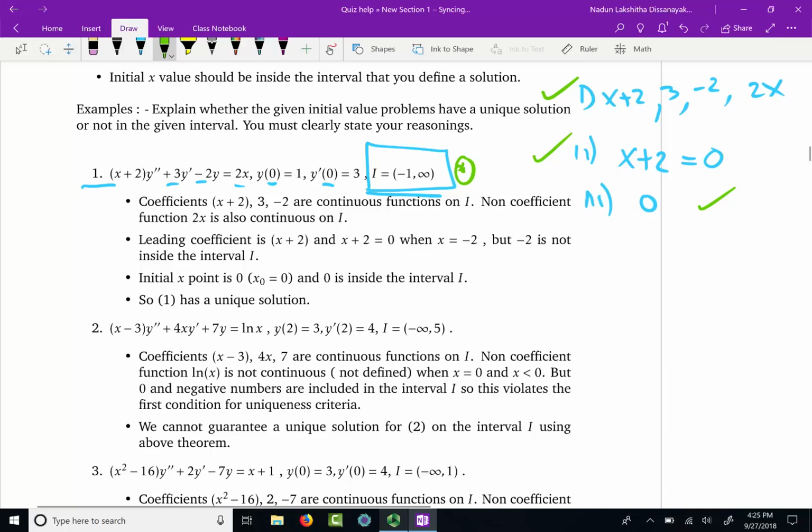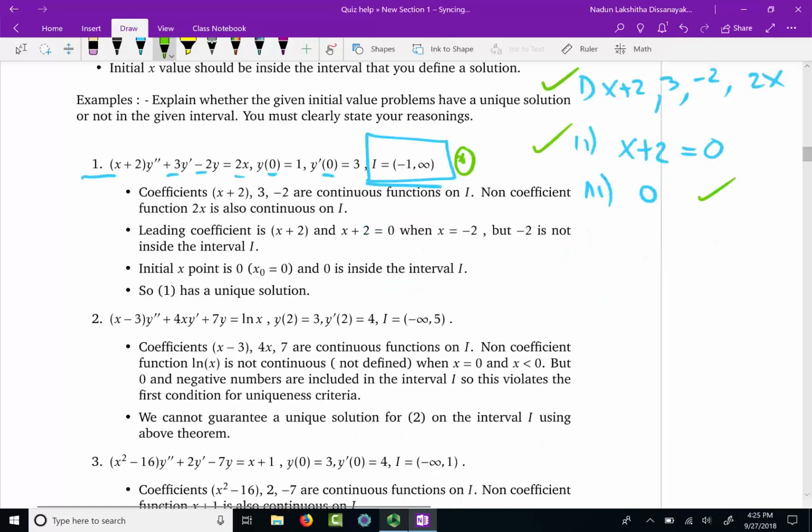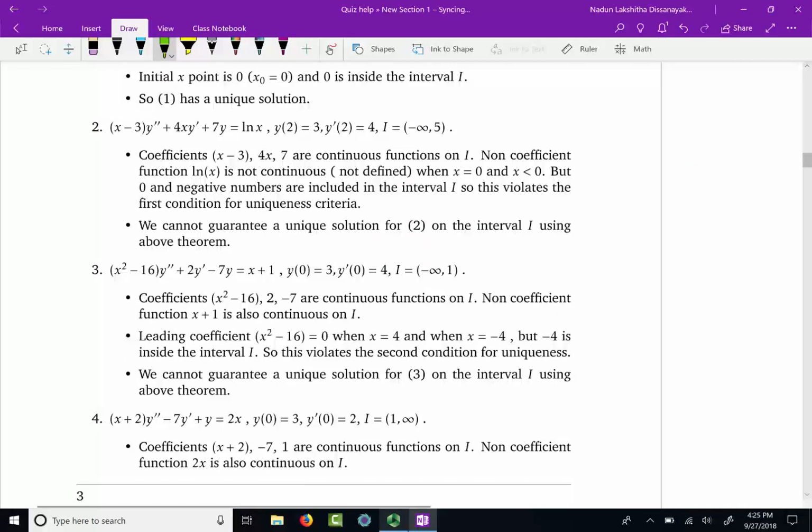Okay, great. So let's go to the second example. So we have this differential equation. Let's make a list. First condition, what are the coefficients? So x minus 3, 4x, 7, natural log x. Now you want to know whether they are continuous on this interval, right? Okay, let's see. x minus 3 is a nice simple function, continuous. 4x, again, no demons, continuous. 7, good, right? Constant.